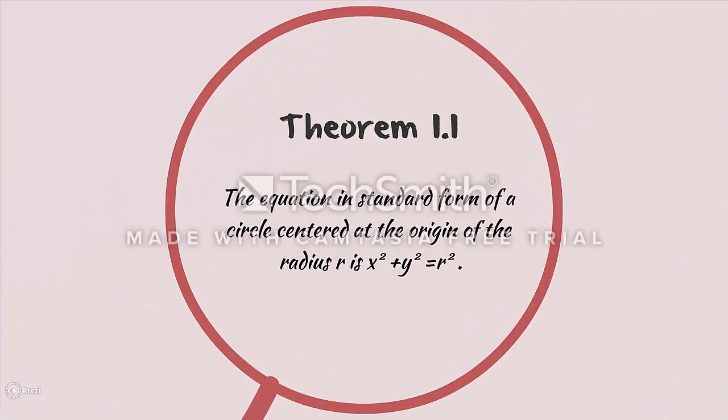So we have Theorem 1.1. It states that the equation in standard form of a circle centered at the origin of radius r is x squared plus y squared equals r squared. We must prove that the point (x, y) is on the circle centered at the origin with radius r if and only if x squared plus y squared equals r squared.